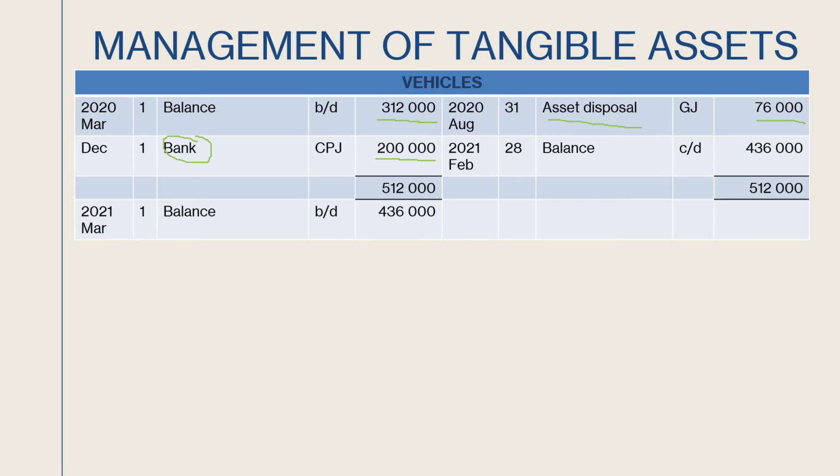Once we've captured all of that, we can calculate the balance that is left over at the end of the year. At the start of the next financial year, this would be the balance of our vehicles that we have left over. As I said, very important: in your asset account, we're always going to capture your transactions at cost price, not at carrying value.